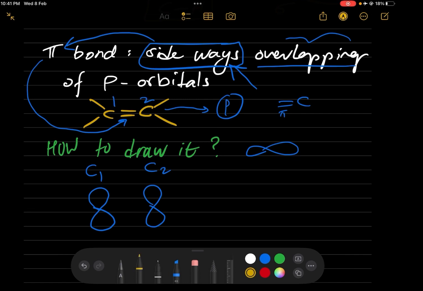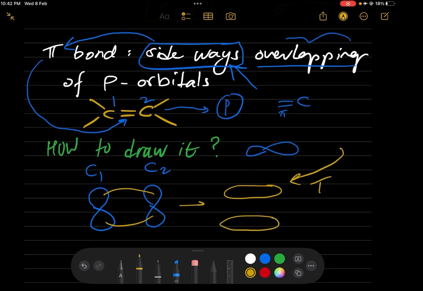So once they start to overlap with each other sideways, they do not interact end on, just sideways. They will form an orbital that looks like this. You will have a cloud above the level and below the level. So this is the way of formation of the pi bond orbital. Okay, and you will start asking me, where is the sigma bond? The sigma bond is in here, and this is the pi bond.